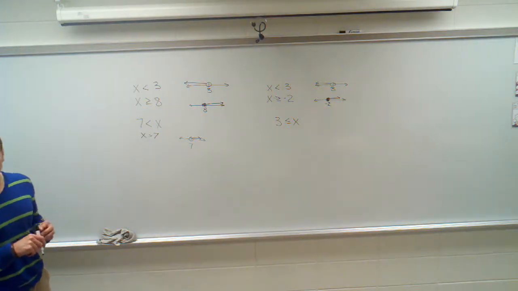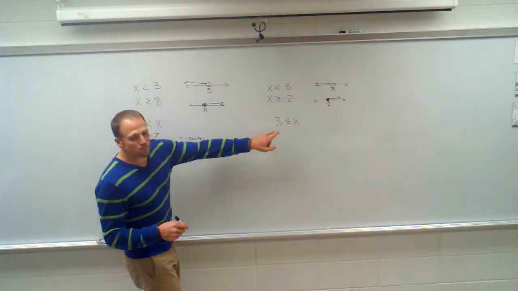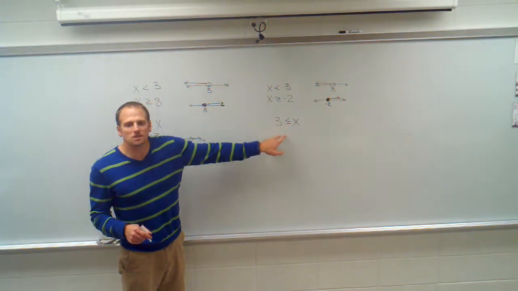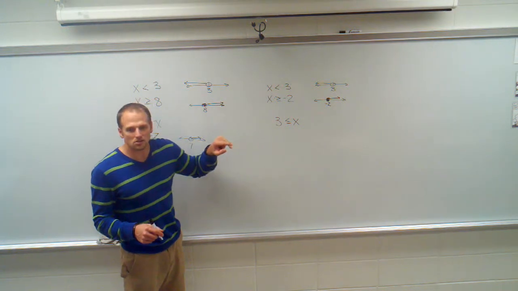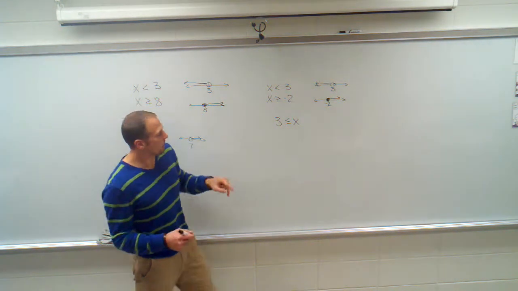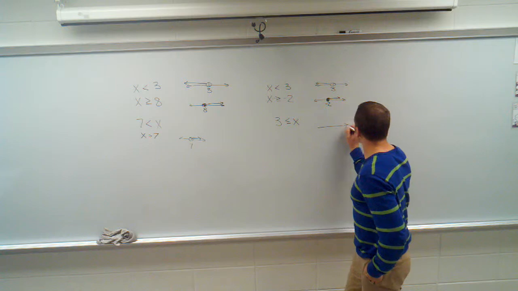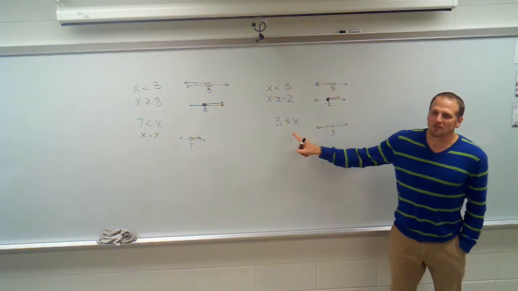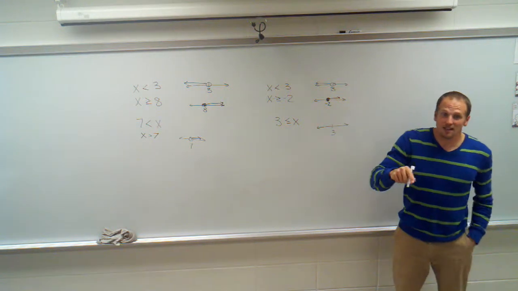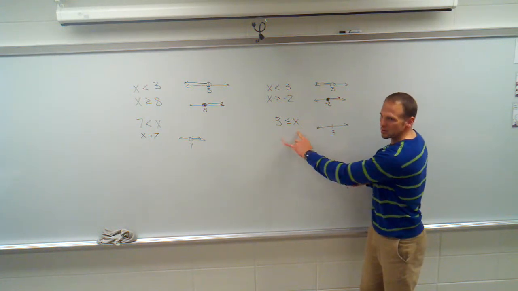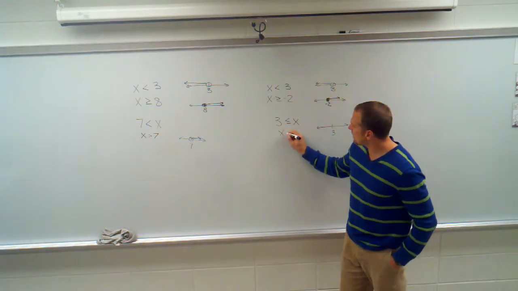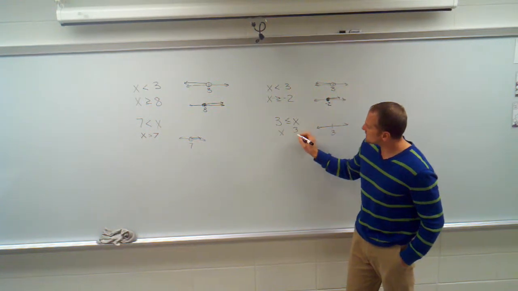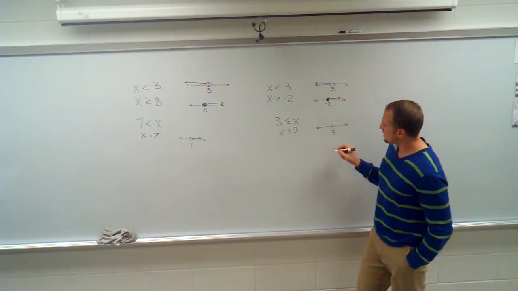Man, you guys are good. All right. First of all, what's the very first thing that I need to do with this? Draw the line. Okay, I'll draw the line. What's the next thing? Flip it. Very good. I don't want my variable on this side, so let's flip it around. I need to flip the sign as well.